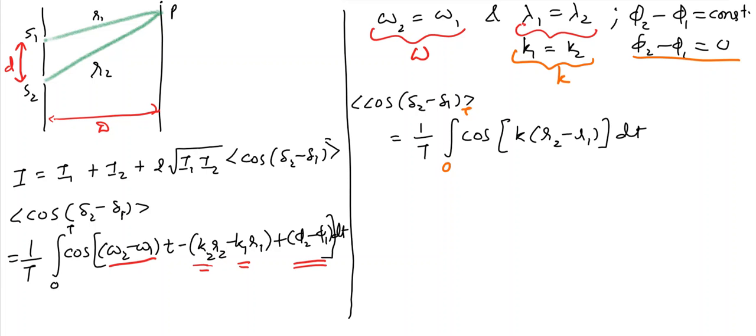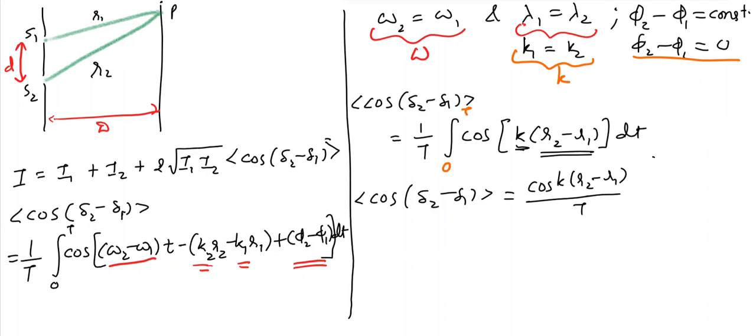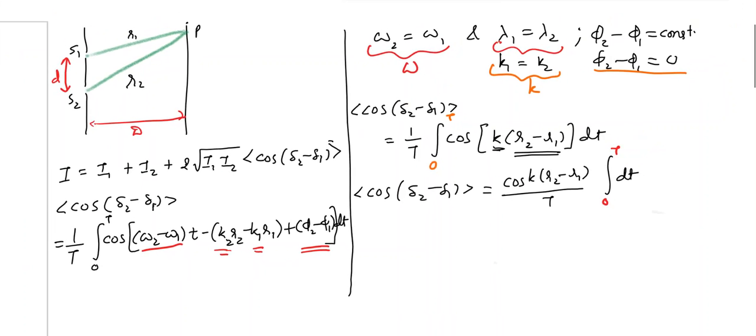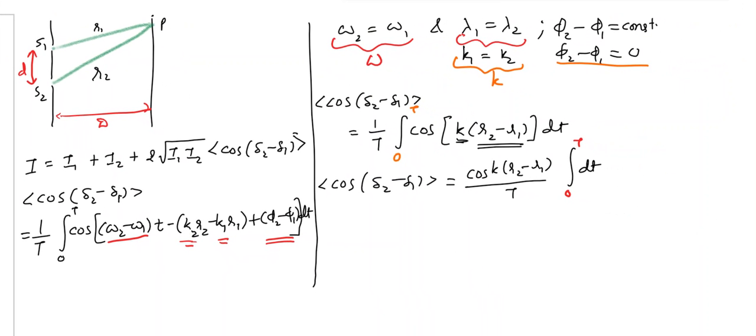And hence this is our cos term. But as k is constant, r2 and r1 are also constant, so what I am talking about is 1 by T integration of cos k (r2 minus r1) dt. And what is the integration of dt? It will be T ultimately. So the result will be simply cos k (r2 minus r1).